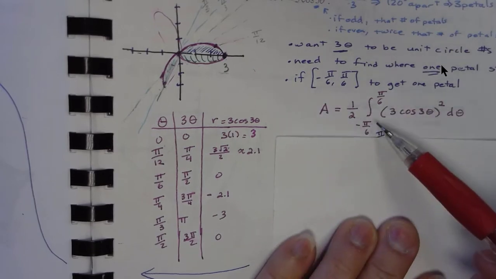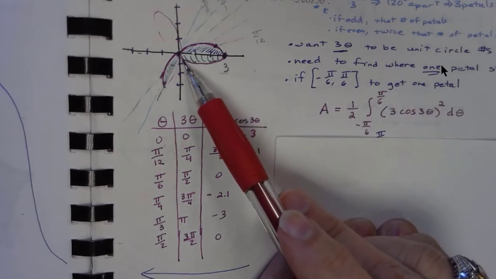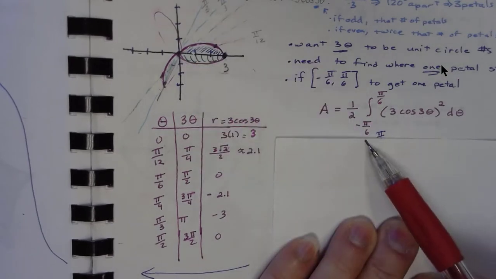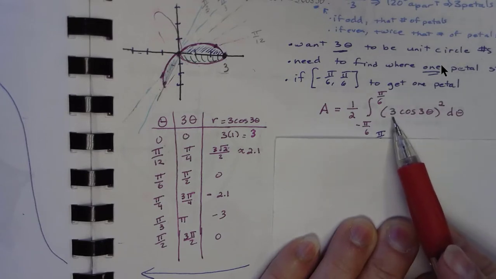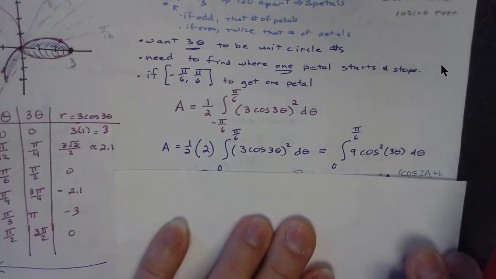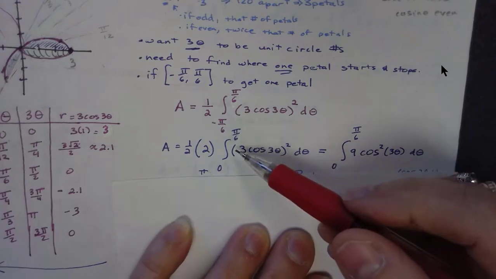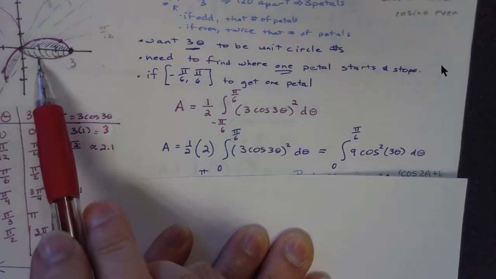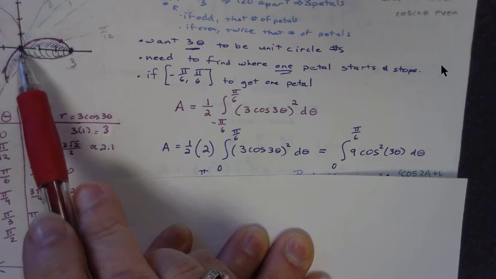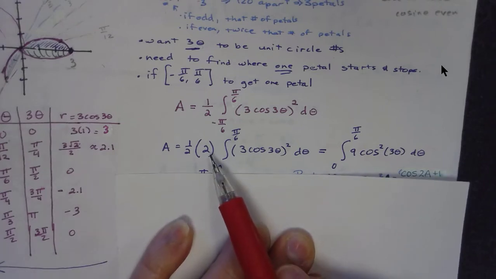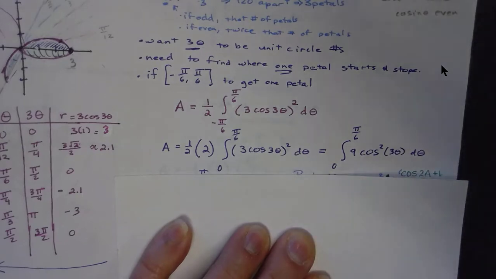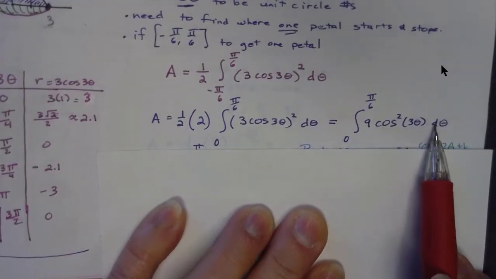Since I'm going to go from negative pi over 6, which takes me here, to pi over 6, which takes me here, we have 1/2 integral from negative pi over 6 to pi over 6 of r squared d theta. Now we know how to do this algebra. Since I can see this here, instead of negative pi over 6 to pi over 6, what if I just went from 0 to pi over 6 and doubled it? I'm going to do that because that's going to be easier. And now let's take 3 cosine 3 theta squared. Well, that's 9 cosine squared 3 theta d theta.